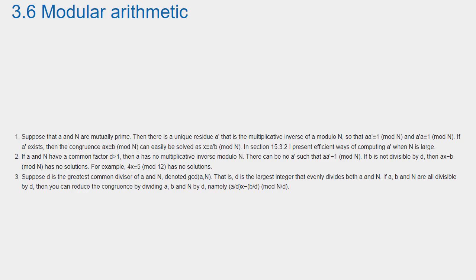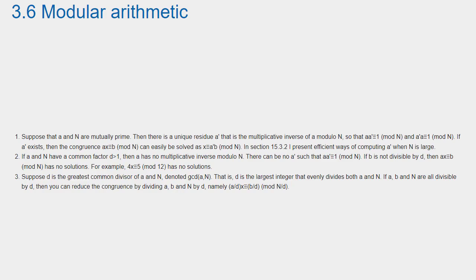2. If a and n have a common factor, d, which is greater than 1, then a has no multiplicative inverse modulo n. There can be no a prime such that a a prime is congruent to 1 mod n. If b is not divisible by d, then ax is congruent to b mod n has no solutions. For example, 4x is congruent to 5 mod 12 has no solutions.